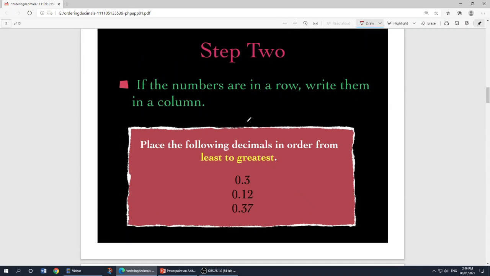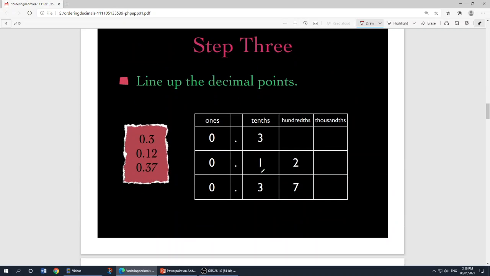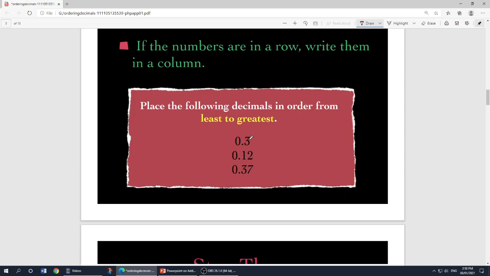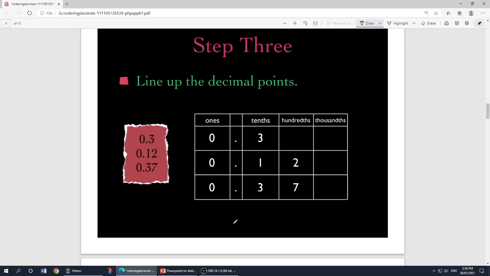Okie dokie, so first thing we need to do is to get our decimals here. So we've got 0.3 or 3 tenths, 0.12 or 12 hundredths, and then 0.37 or 37 hundredths. Yeah? First thing, let's line up the numbers on the decimal point. So when we've got them here, they're different numbers of numbers in here. We just line them up on the decimal point, and that makes everything easy.